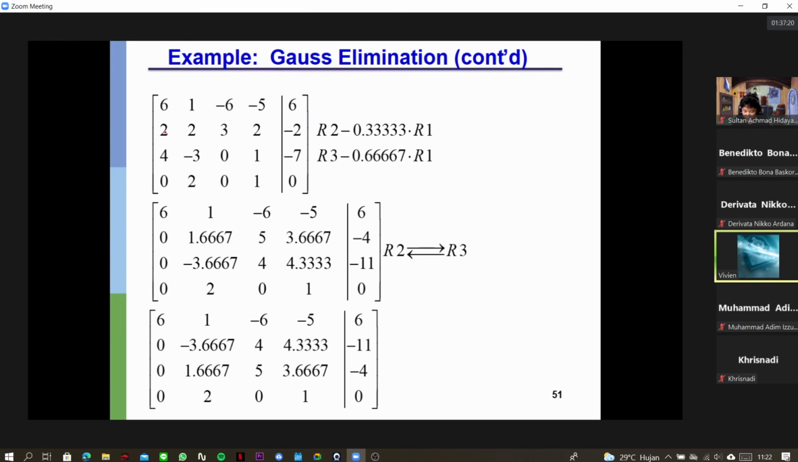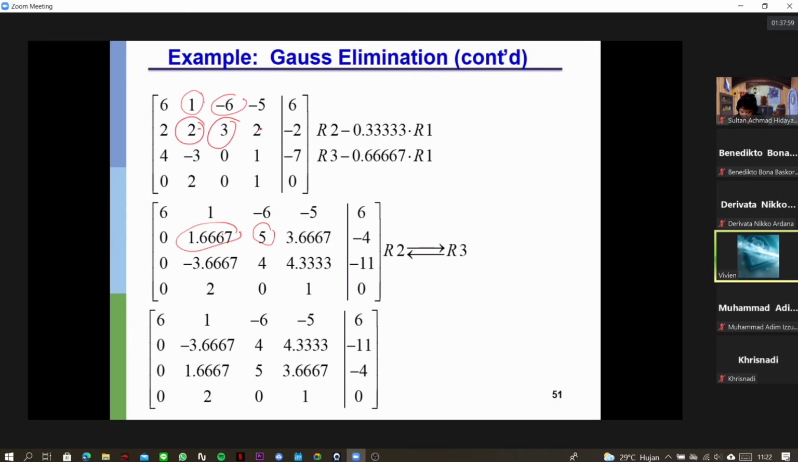Okay, so to make that 0, now we have R2. R2 minus 2 divided by 6, that is 2 divided by the pivot element, times the first row coefficient. So that will be 0. And again, this value as well. Now, 2 minus 0.33 times 1, so that will be 0.667. 3 minus 0.33 times minus 6, so that will be 5.